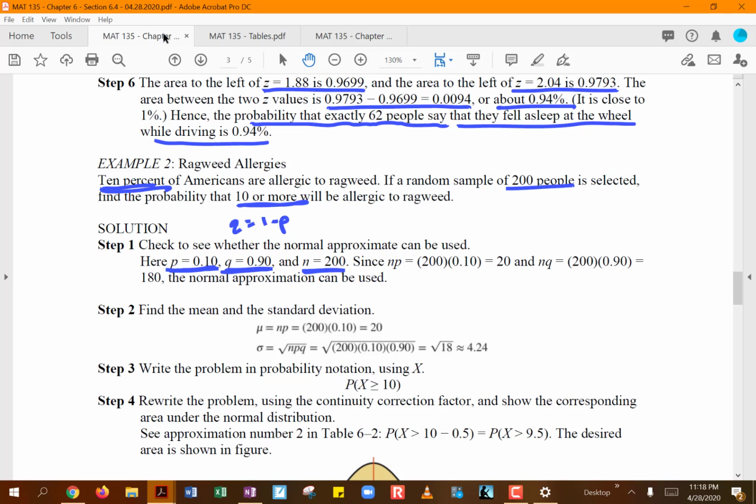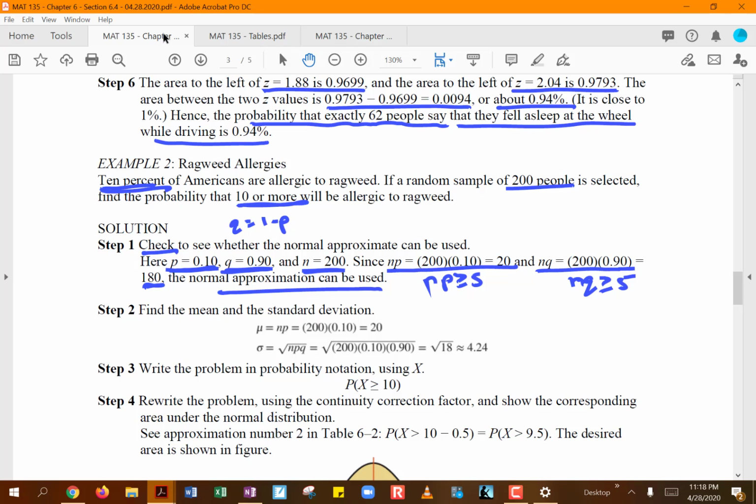Now to check our answers, we multiply n times p, thus a value of 20. So as long as your n times p is greater than or equal to 5 and n times q is greater than or equal to 5, we can use normal distribution. So of course you can see we get 20 and 180 as our two answers. They're both numbers larger than 5, so we can use normal distribution.